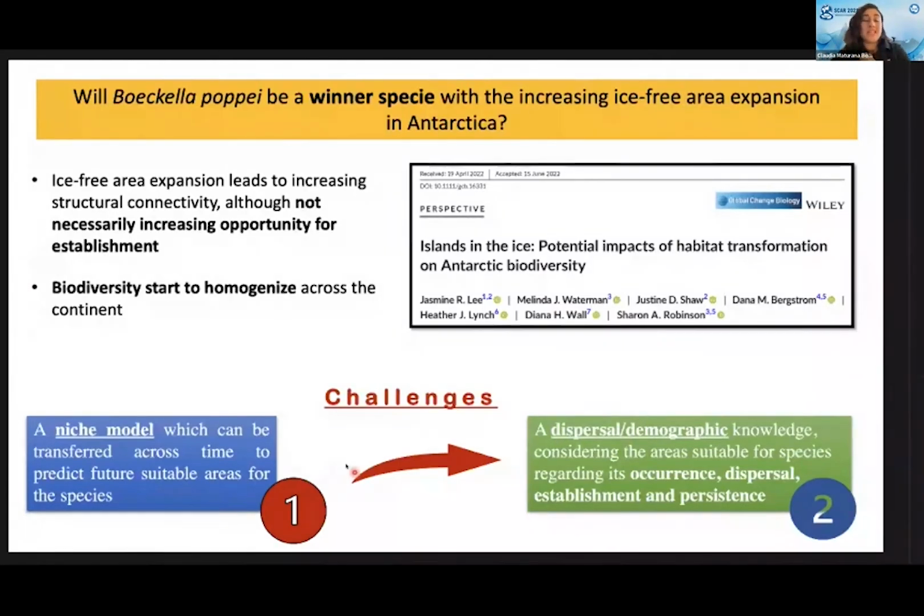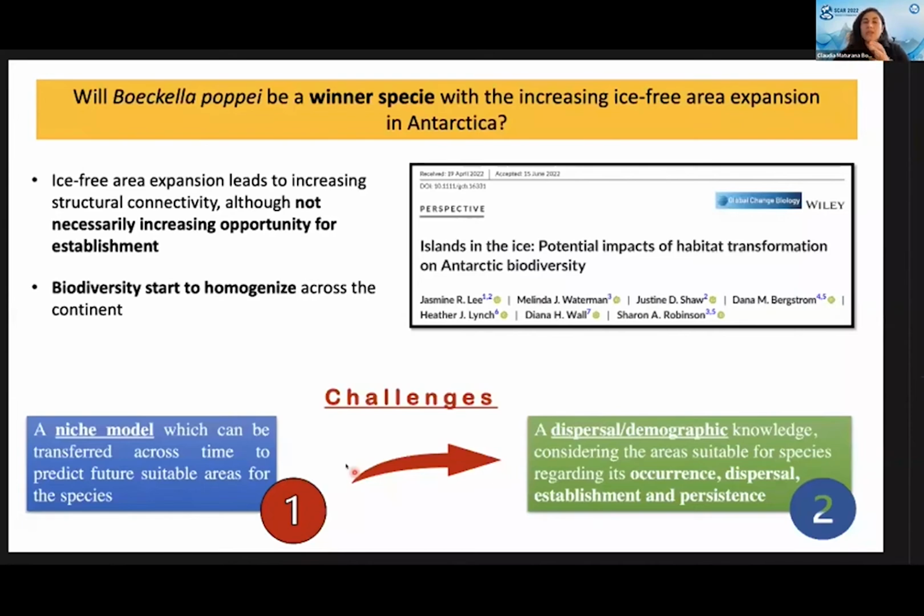Another very nice paper was just recently published by Lee and her team, with an interesting discussion about how this increase of ice-free area will impact terrestrial and freshwater ecosystems. Will Boeckella poppei colonize and establish across the Antarctic Peninsula? It's not necessarily an increased opportunity to colonize. We have to remember that just because the model says there is going to be habitat suitability, it doesn't mean that the species is going to effectively establish and persist.